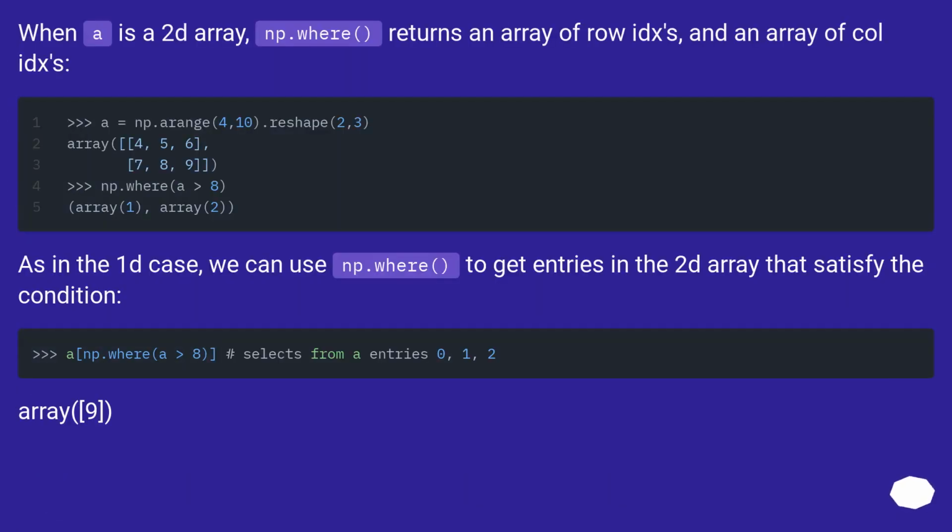When A is a 2D array, np.where returns an array of row indices and an array of column indices. As in the 1D case, we can use np.where to get entries in the 2D array that satisfy the condition. Array 9.